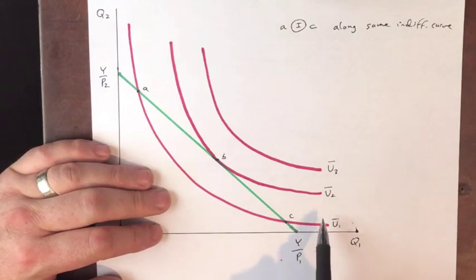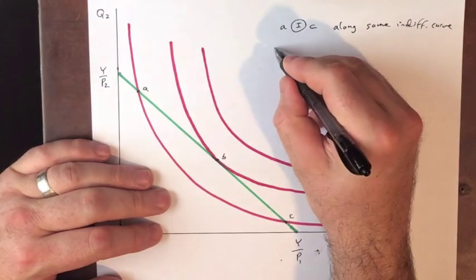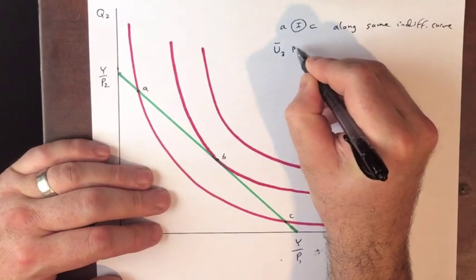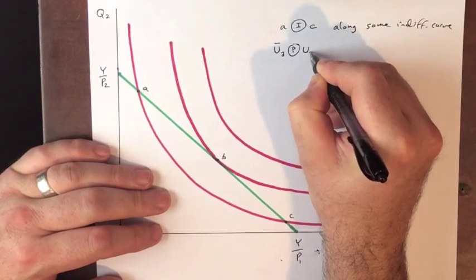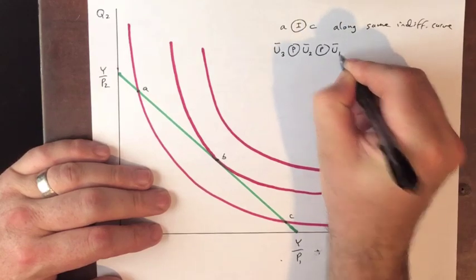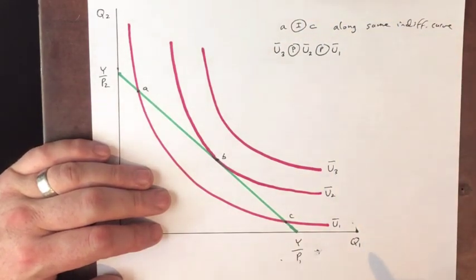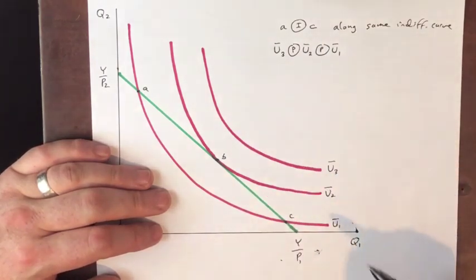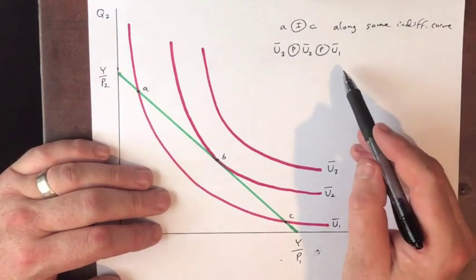Now, here's what we also know: any point along U3 would be preferred to any point along U2, which would be preferred to any point along U1. How do we know that? Well, because we showed that if you have the same amount of this good, but you have more of the other, that would be better. So we know that's the case.